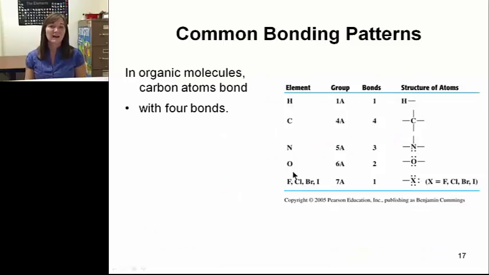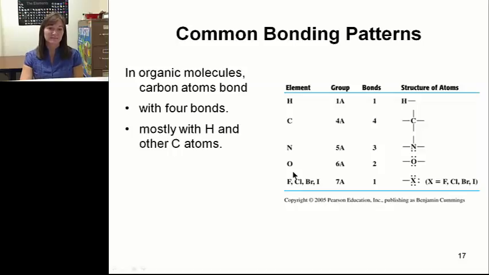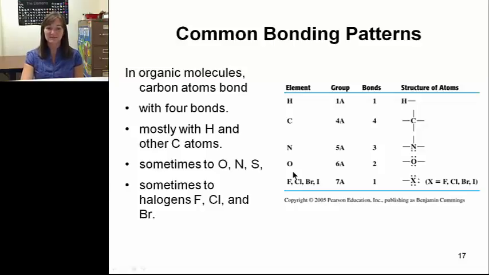So some common bonding patterns, we've talked about this a little bit before, but in organic molecules, the carbon atoms are always going to have 4 bonds. It's usually going to be bonded with hydrogen, so you're going to have a lot of carbons and hydrogens in your organic compounds. Your organic compounds are sometimes going to contain oxygen, nitrogen, sulfur, sometimes fluorine, chlorine, and bromine. And then I kind of want to go over some of the general bonding patterns that we have.